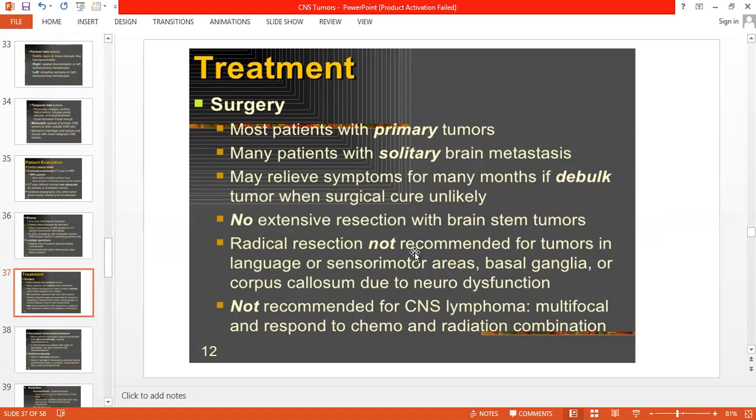No extensive resection is required when a brain stem tumor is there. Radical resection is not recommended for tumors in language or sensory motor area, basal ganglia, or corpus callosum due to neurological dysfunction which may result from totally removing the tumor. Again, surgery is not recommended for CNS lymphoma, because they are usually multifocal and they respond to chemo and radiotherapy very fast.